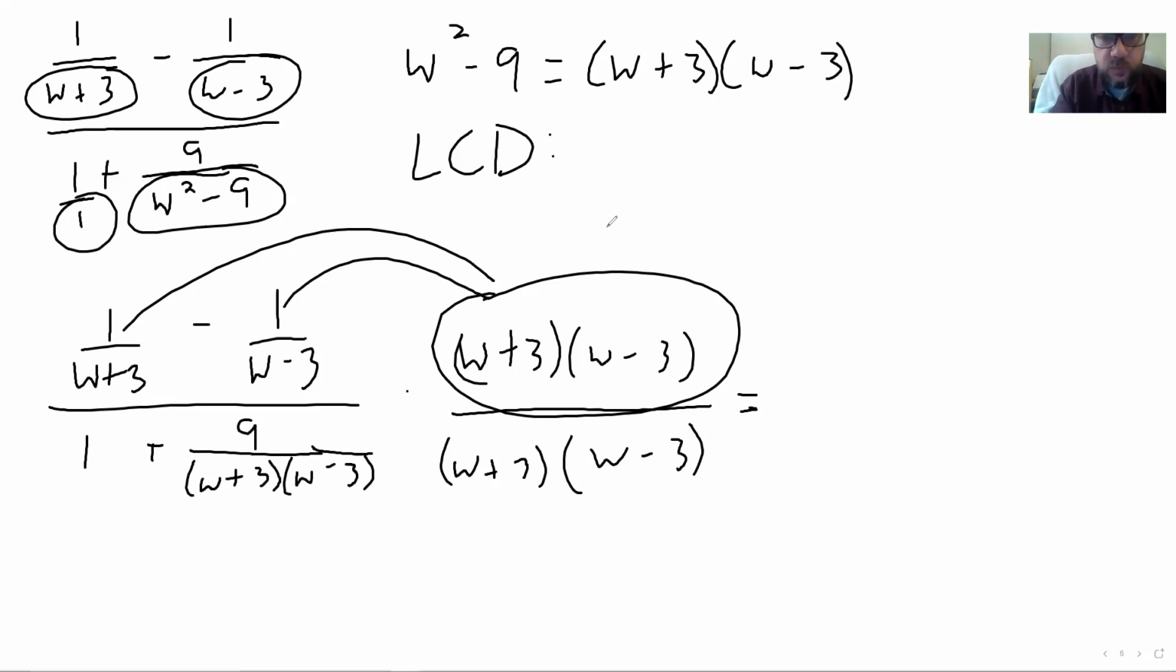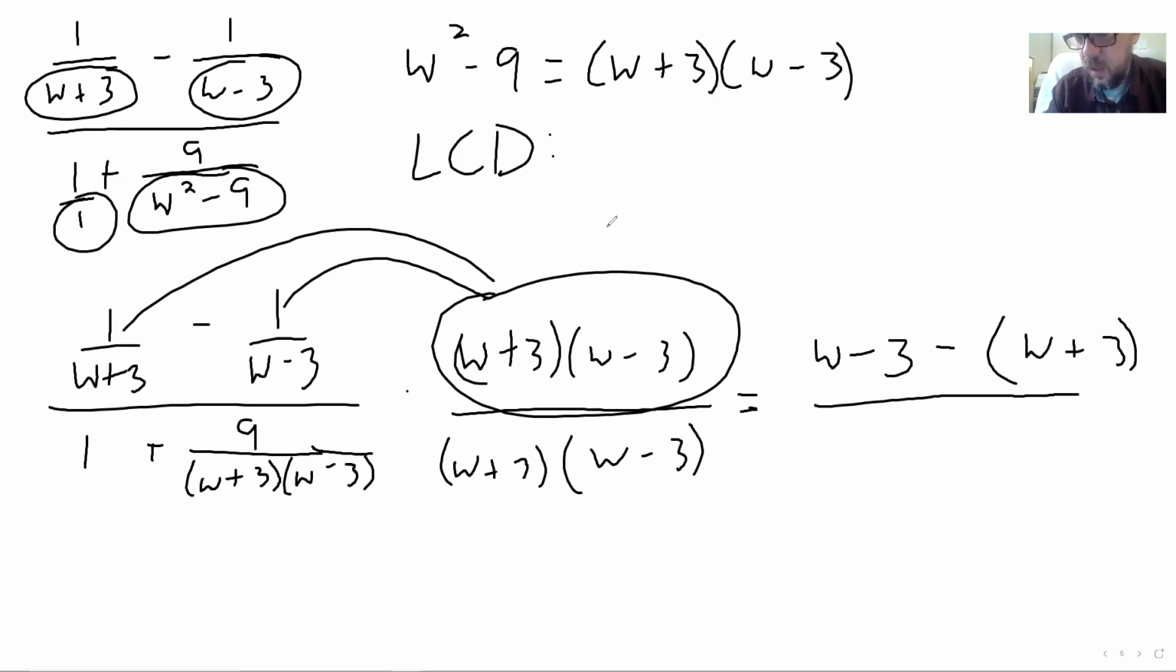So 1 over w plus 3 cancels the w plus 3, and that leaves me with w minus 3, minus parentheses, 1 over w minus 3 cancels with the w minus 3 and leaves me w plus 3, all over, well, we're going to get w plus 3 times w minus 3 when I multiply by 1, plus 9 as the whole denominator cancels.